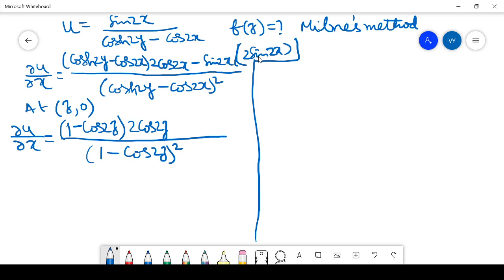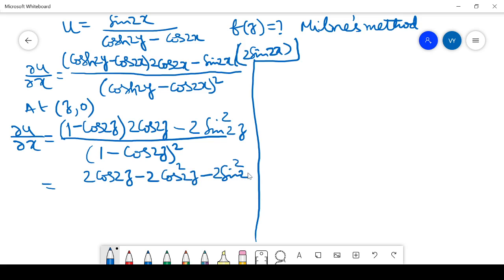Okay. And when I substitute this part, I will have minus 2 sin squared 2z. So now when I simplify this, I will have 2 cos 2z minus 2 cos squared 2z minus 2 sin squared 2z, whole divided by 1 minus cos 2z the whole square.